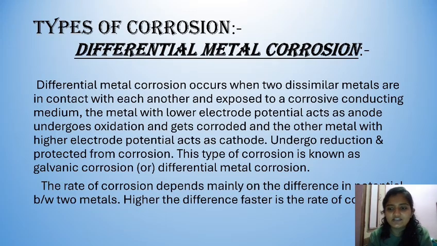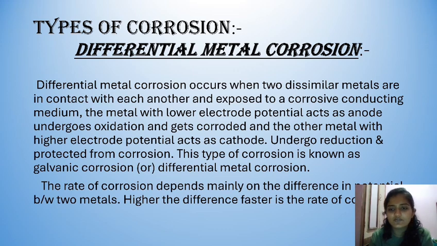In corrosion, there are types. In this slide, we will know about the types of corrosion. The first type is differential metal corrosion. Differential metal corrosion occurs when two dissimilar metals are in contact with one another and exposed to a corrosive conductive medium. The metal with lower electrode potential acts as anode, undergoes oxidation, and gets corroded, and the other metal with higher electrode potential acts as a cathode, undergoes reduction and is protected from corrosion.